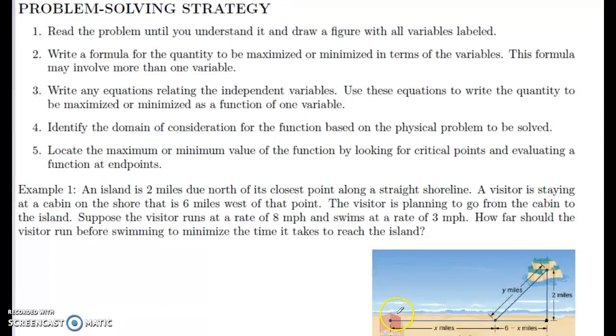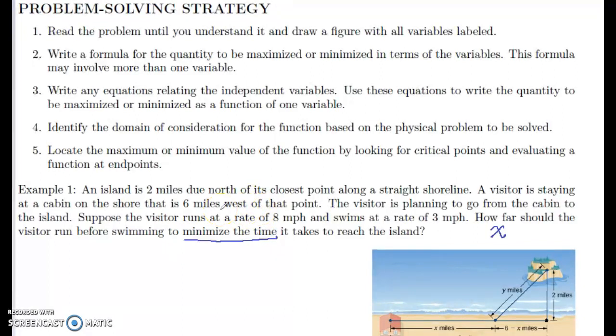Suppose the visitor runs at a rate of 8 miles per hour and swims at a rate of 3 miles per hour. How far should the visitor run before swimming to minimize the time it takes to reach the island? So the question is asking how far should the visitor run. From the cabin to the point before the visitor is going to swim, that is x, and that is something we're solving for. And we need to understand what we need to minimize. We are minimizing the time that it takes to reach the island.